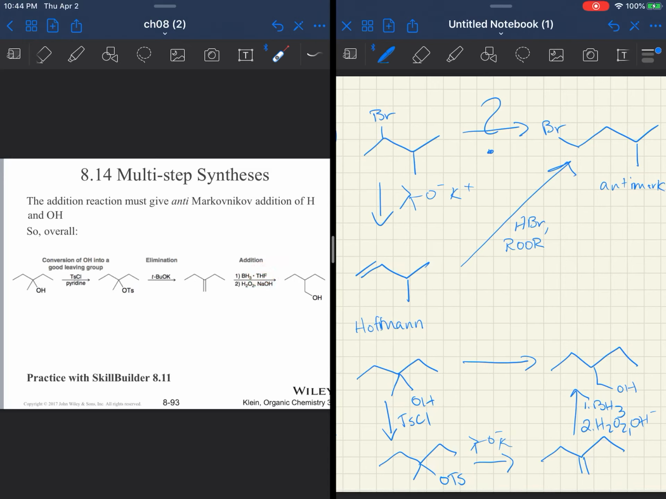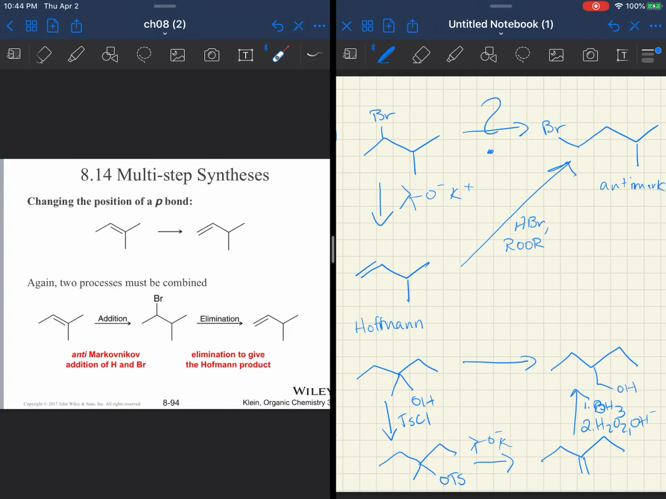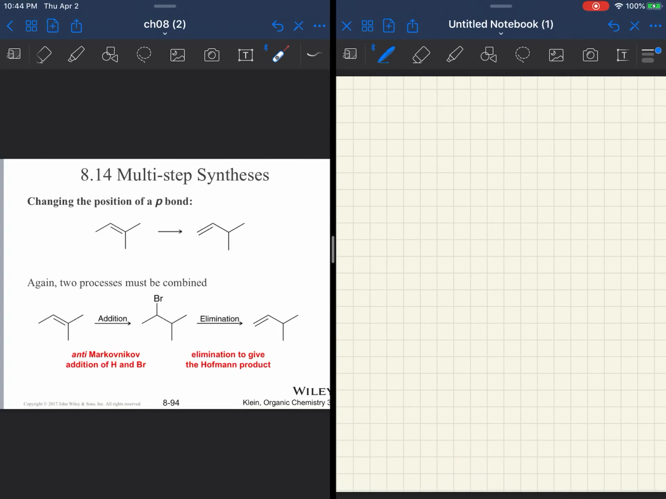And here you go. You see this same method that we just did. I always just put BH3. THF can be in there. Diglyme sometimes is useful. I really just focused on the boron reagent.